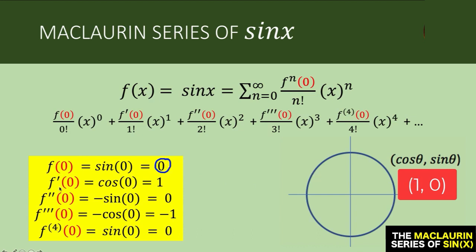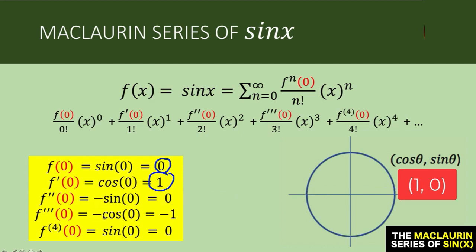Now, what is the first derivative of sine of x? The first derivative of sine of x is cosine of x. And if we evaluate cosine of x at 0, we have cosine of 0, which is equal to 1. That's why we have this. The second derivative of sine of x is the derivative of the first derivative, and the derivative of cosine of x is negative sine of x. Evaluated at x equals 0, we have sine of 0, which is 0. So negative of 0, still 0.